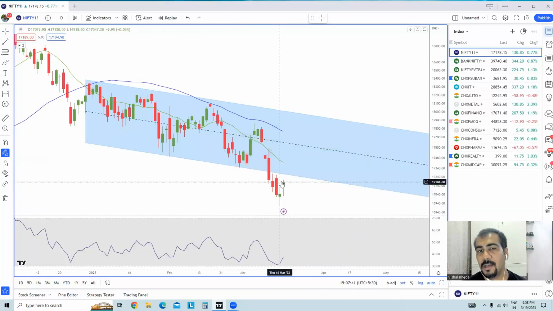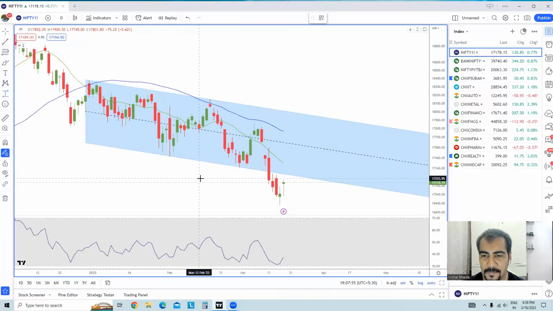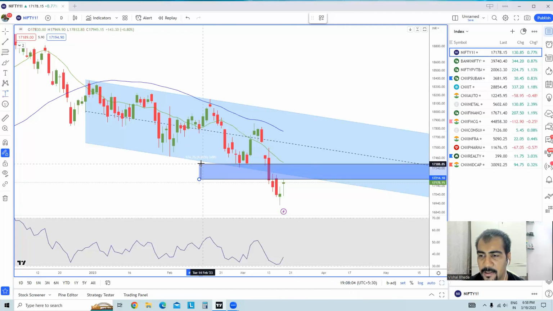Now what we need to see is how long this bounce back will continue. Is it going to continue for too long, or is it going to be short-lived? According to my analysis, it seems that anywhere from 17,256 to probably 17,400, this entire band could give strong resistance in Nifty Futures.